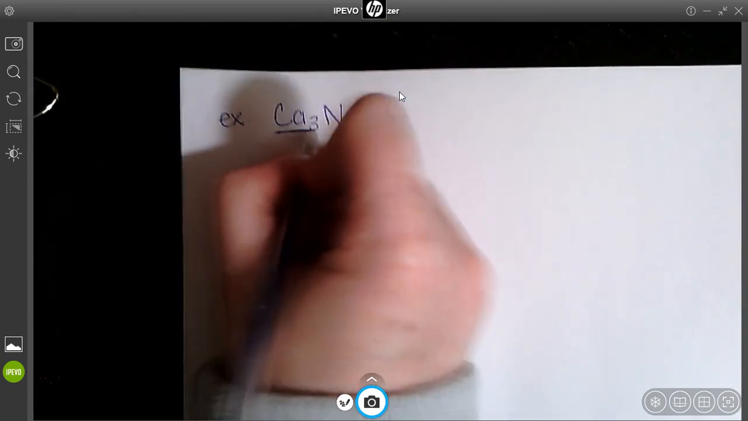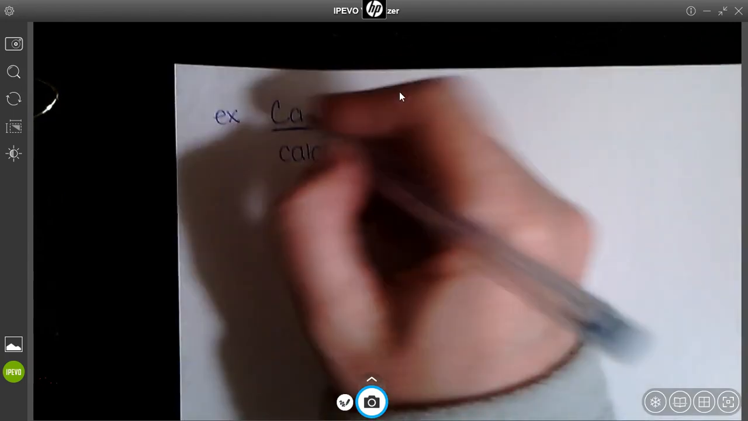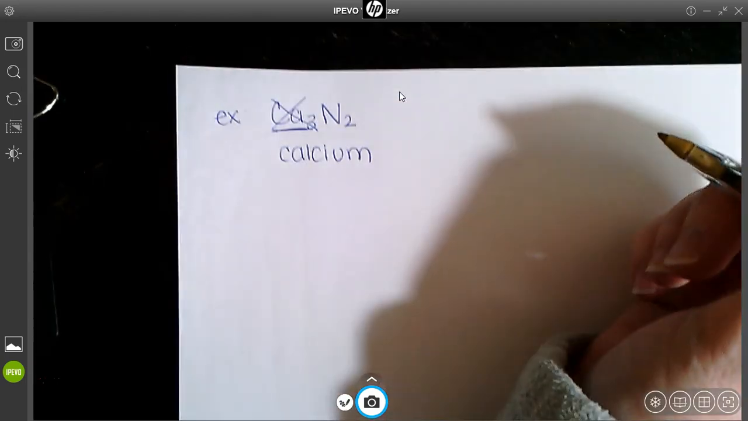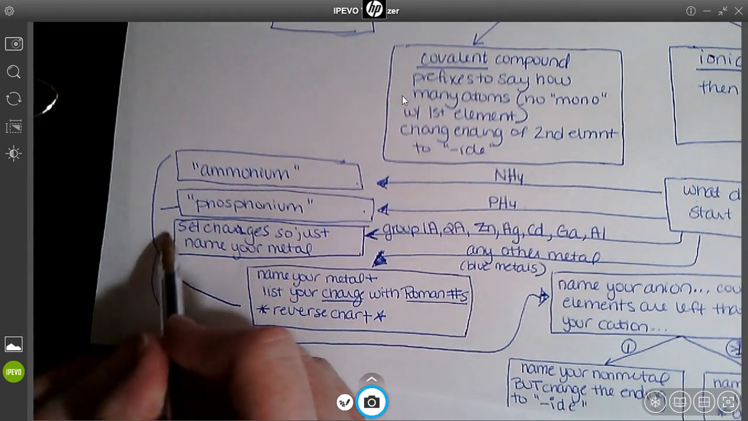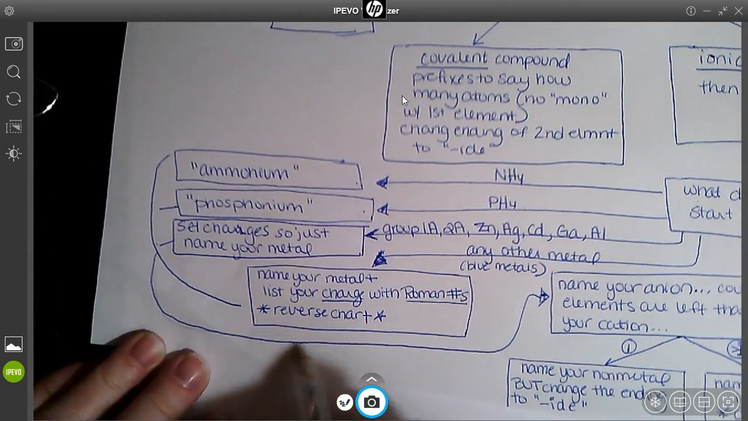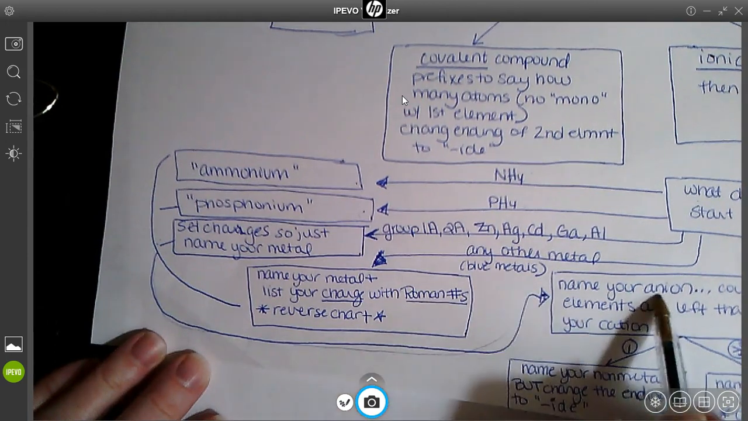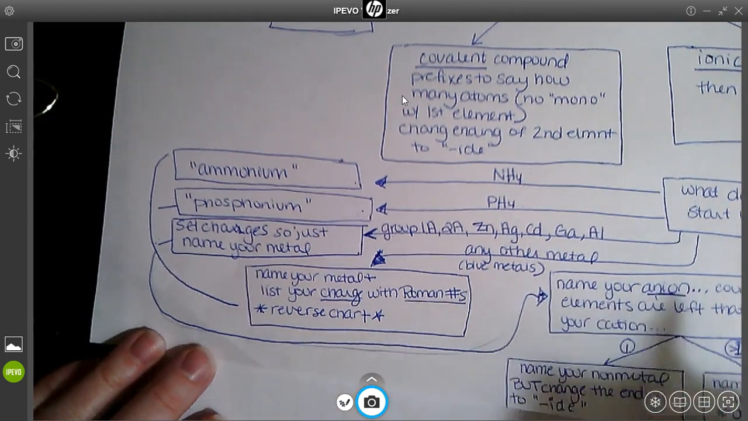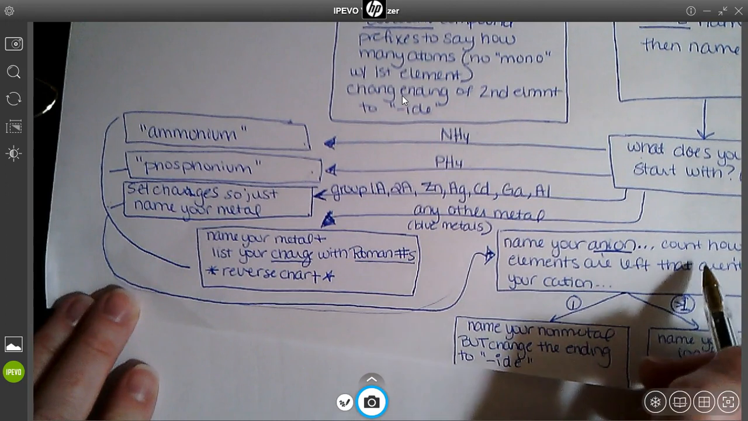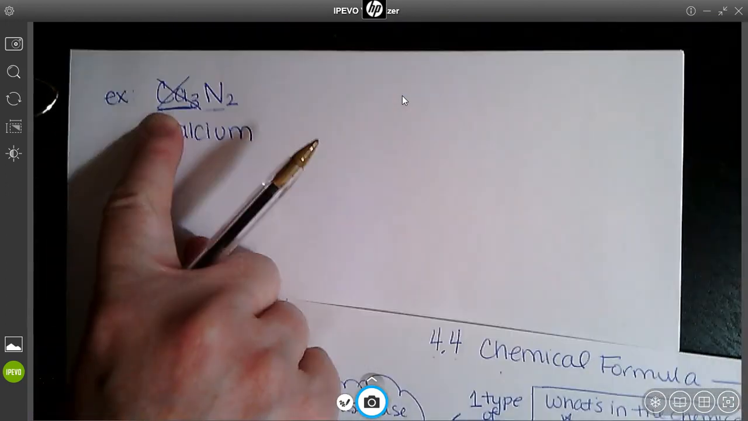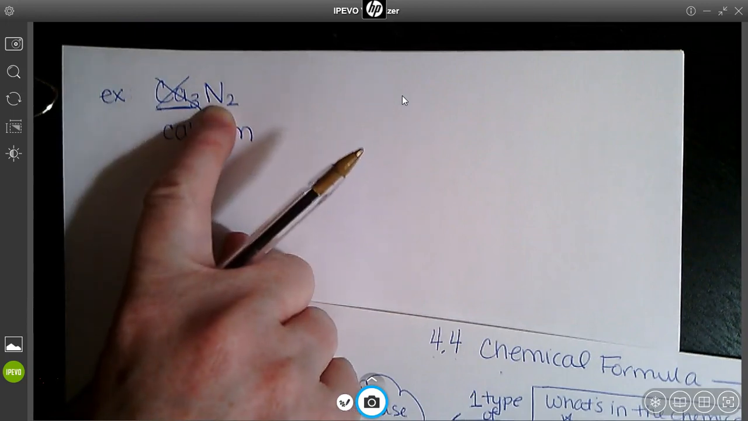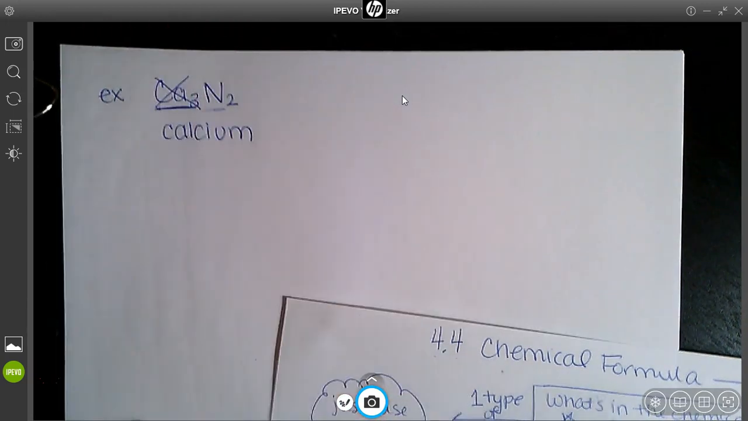I've named this part of my chemical formula, so you can even scratch that out if you want to keep track of it. Now this is what I have left to name. I've done my cation, so then follow to name your anion. Count how many elements are left that aren't part of your cation. I only have nitrogen left. That's one type of element.